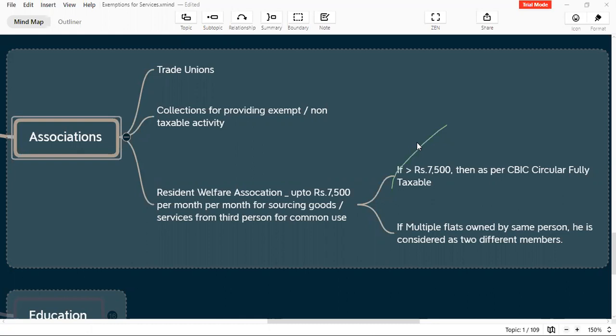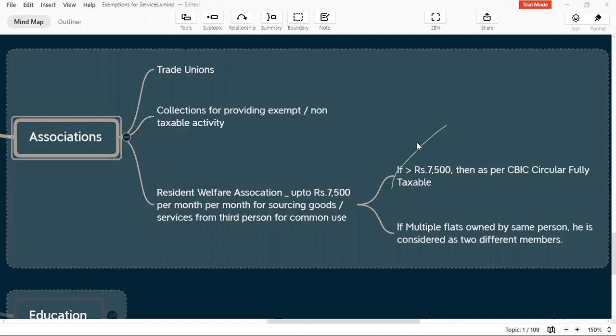Which of the following services provided to an education institution is exempt? All the above, perfect answer. Everybody got it right. Services by an education institution is exempted. The services are to its own students, faculty, staff is perfect. Which of the following services provided by IIM is not exempted? The answer is Executive Development Program. 5-year and 2-year courses are exempt. Both are exempt. Executive Development Program is the answer.